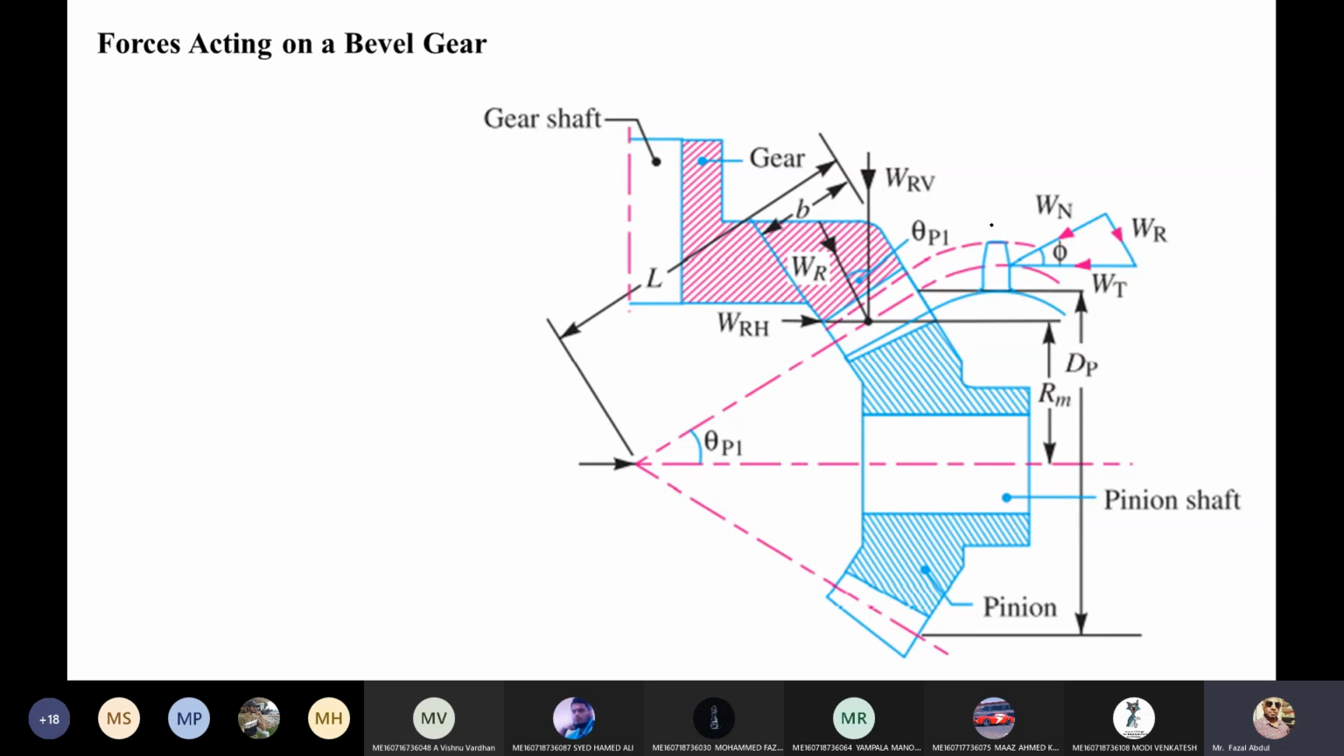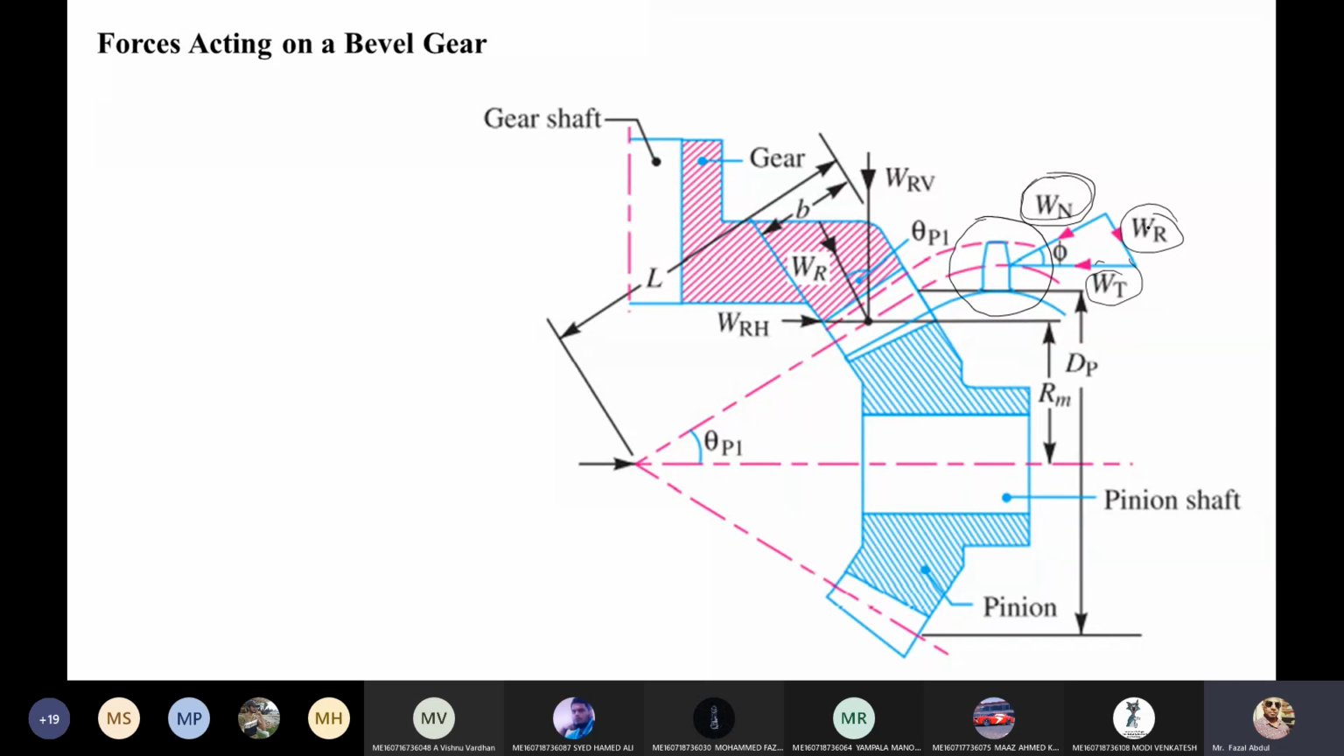If we see the bevel teeth, the normal load is acting. Due to this normal load only, the power is transmitting from the driver to the follower, isn't it? Now this normal load has two components, the tangential component and the radial component. Same as what we discussed in the spur gear and the helical gear, in the same manner here also the forces are acting on each tooth while transmitting the power.